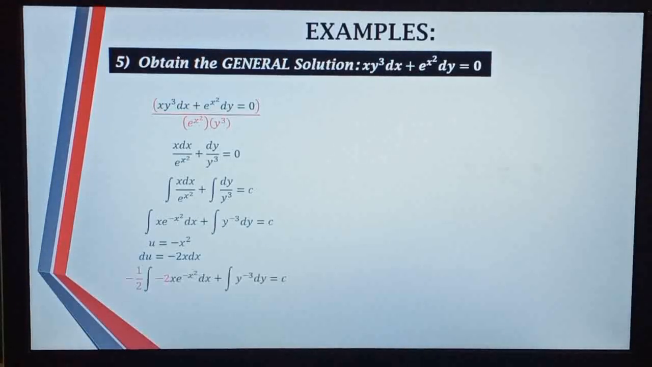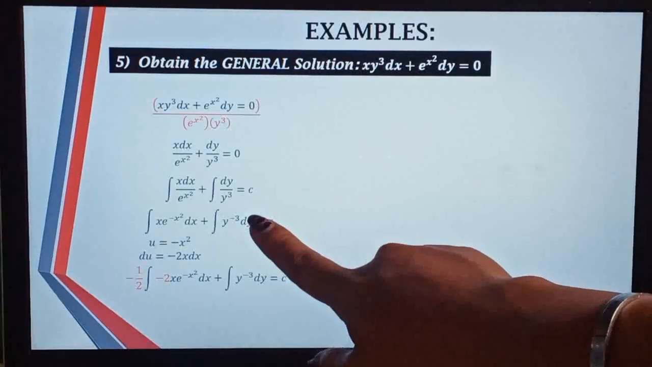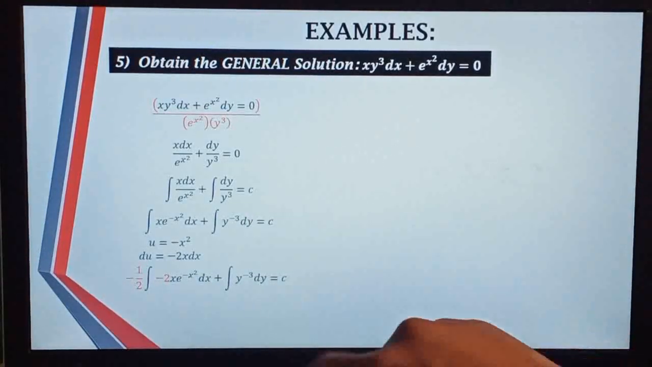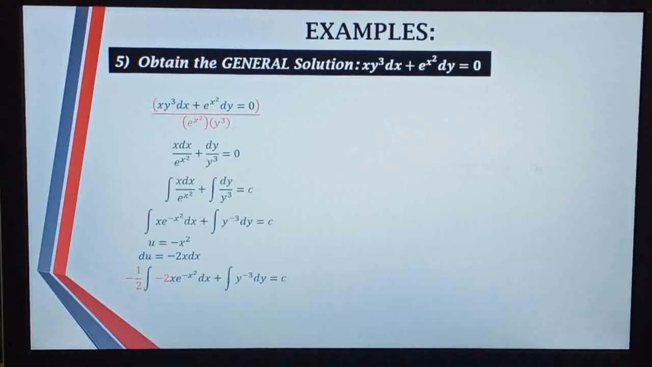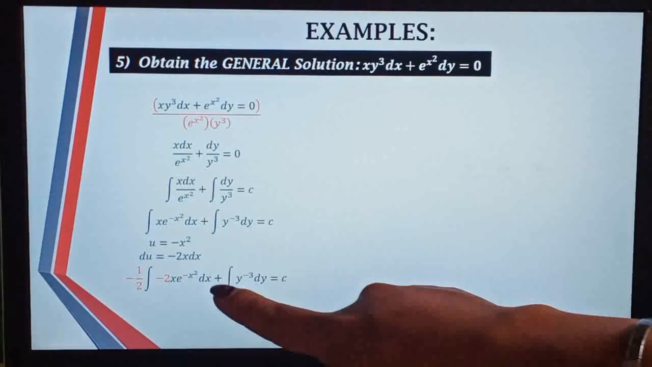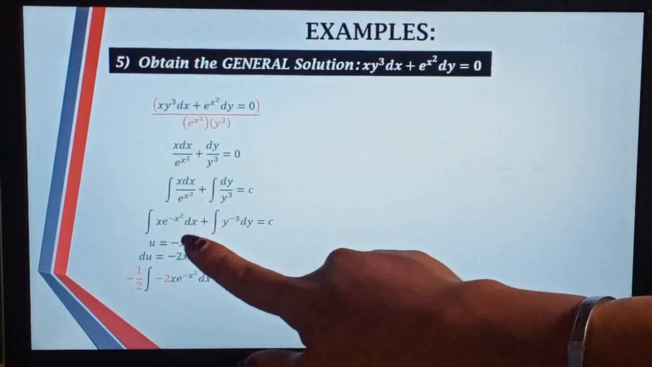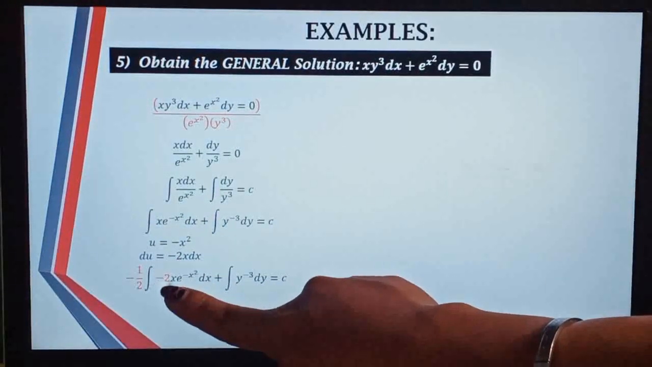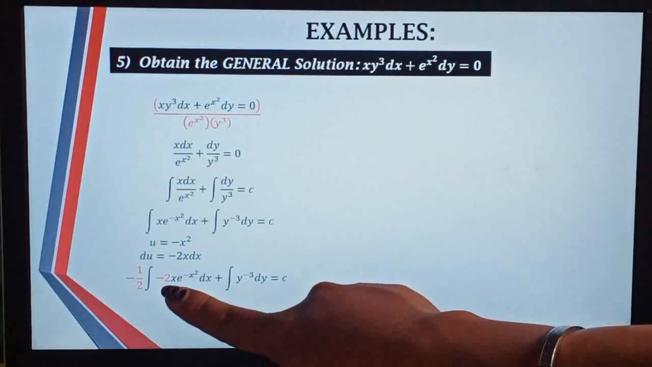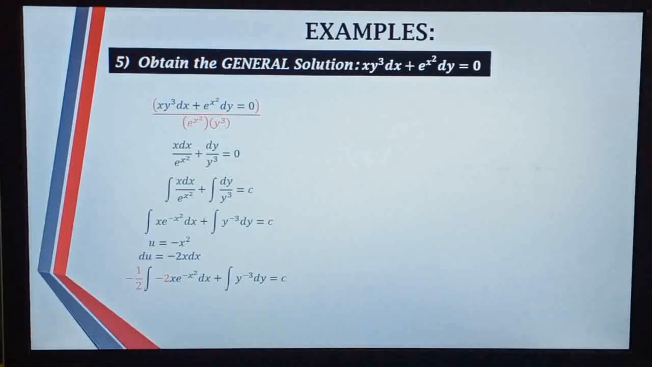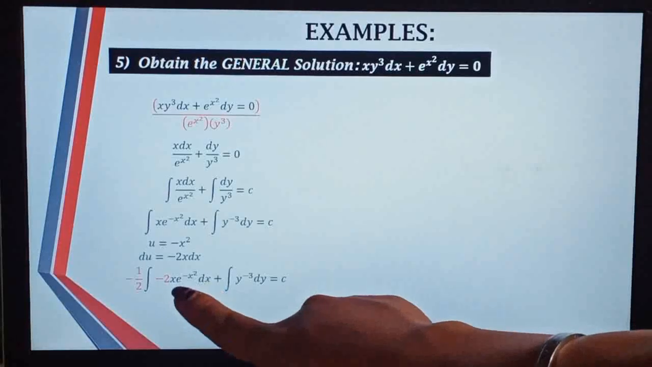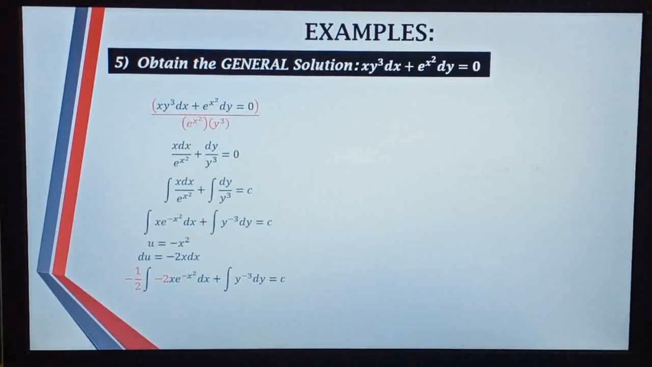Tapos sa second term naman, this is just the power formula. So bago tayo mag-integrate, satisfy muna natin yung first term. So, ang kailangan mo sa du is negative 2 kasi meron na tayong x dx. So, para makompleto yung du, all we have to do is to insert negative 2. Then, balance natin by negative 1/2 outside the integral. So, ang mangyayari, you will now have e raised to u du, which is the integral of e raised to u du is simply e raised to u.